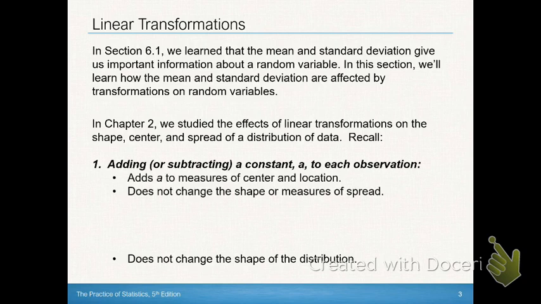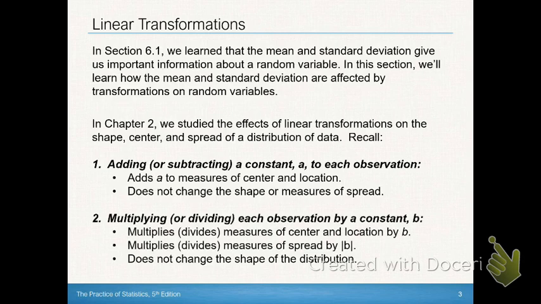Remember that when we added or subtracted a constant to each value, what that did was it just shifted our dot plot. So the center changed, but the shape and the variability did not. Versus when we multiplied or divided every value in our distribution by some number, it changed both things. It multiplied or divided the center by that same constant, and it also multiplied or divided the standard deviation, but by the absolute value of that constant.